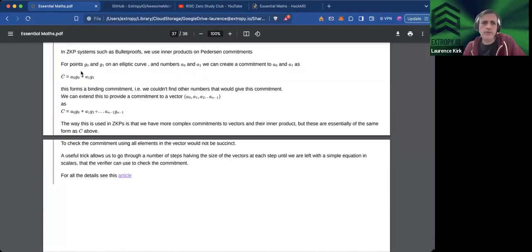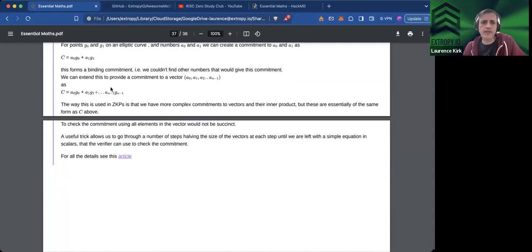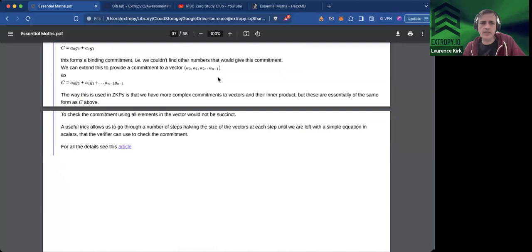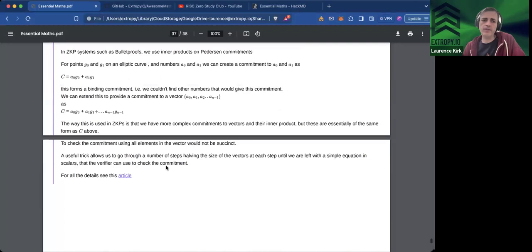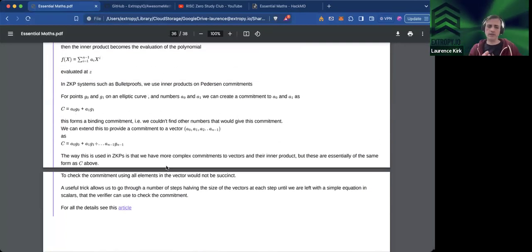So if we start off that as being points, if instead we then take a vector, that will give us a commitment to that, and that is used in the bulletproof types of zero-knowledge proving systems. The way that is used is when we are checking this, and in fact, this technique is used more widely.